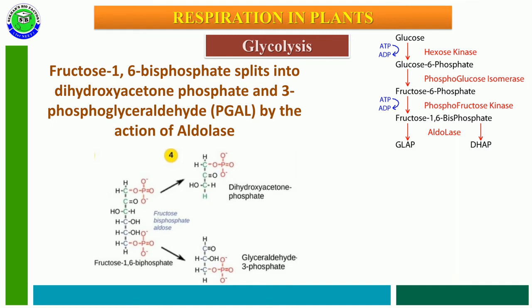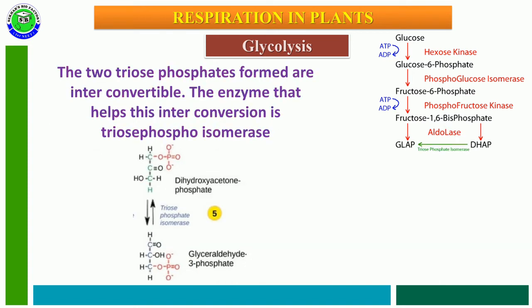So previously, up to here, there is a utilization of two ATP molecules, and glucose 6-phosphate, fructose 6-phosphate and fructose 1,6 bisphosphate, all these molecules consist of 6 carbons in their structure. But whenever the fructose 1,6 bisphosphate is split into two molecules, these two molecules consist of only 3 carbons in their structure.